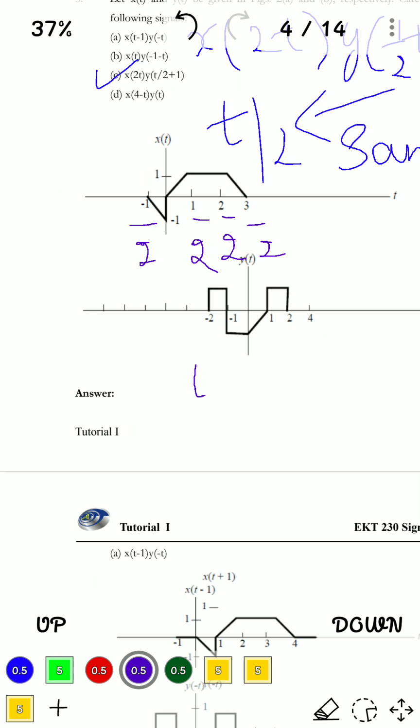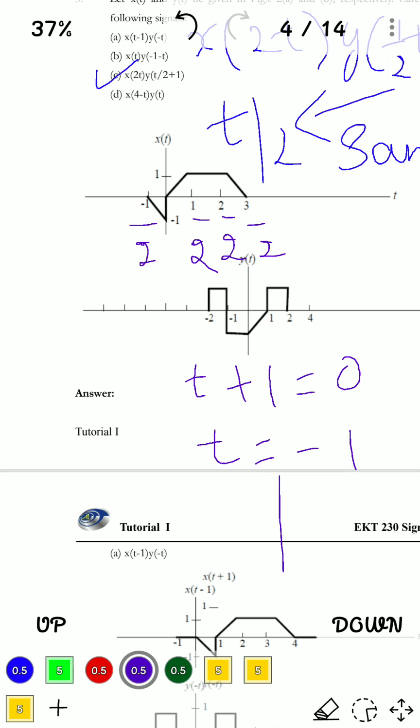Let me do it here. t plus 1 is equal to 0, and your t is equal to minus 1, right? So if your t is equal to minus 1, you know that it is a left shift, because the value minus 1 is lesser than 0. So now you are going to make a left shift. When you make a left shift, what do you get?